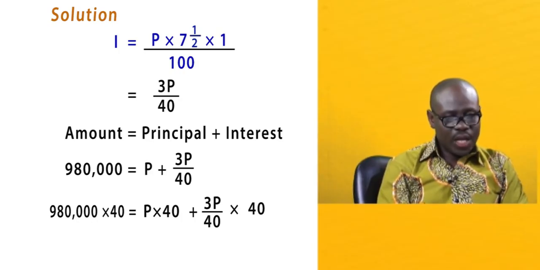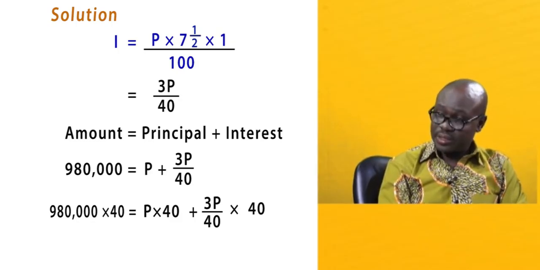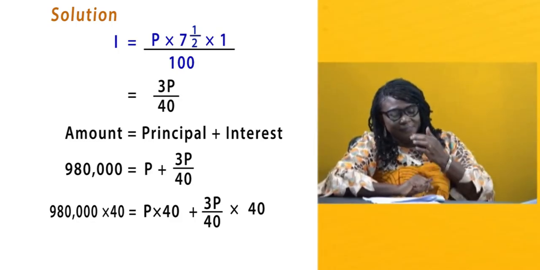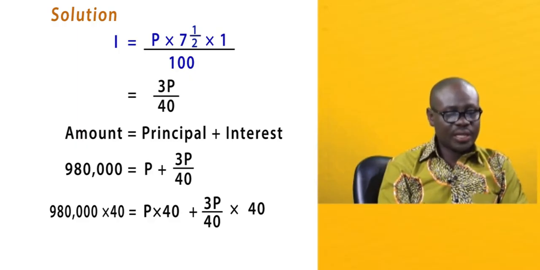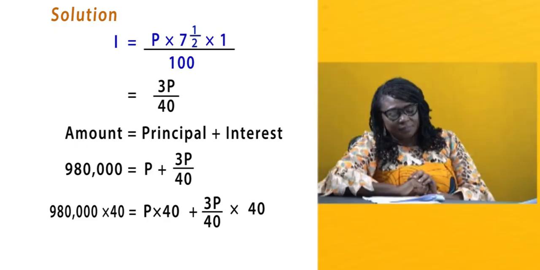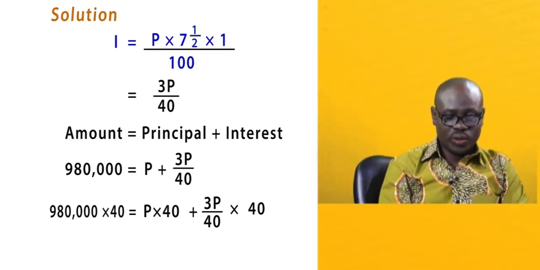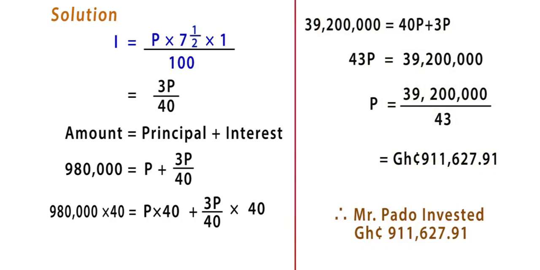Thank you. When we simplify this, we do that by clearing the fraction. In clearing the fraction, we multiply the 40, which is our LCM, by all the terms. When we do that, we have 980,000 times 40 equal to P times 40 plus 3P divided by 40 times 40. When we simplify this, we shall have 39,200,000 equal to 40P plus 3P.